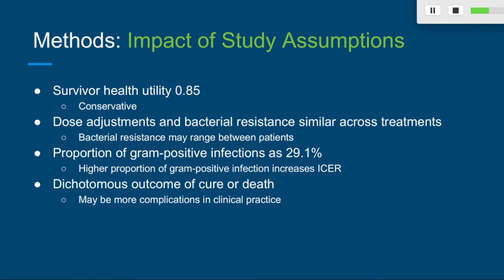In addition, the study assumed that the proportion of gram-positive infections is 29.1%. A higher proportion of gram-positive pathogens is likely to make ceftolozane less cost-effective and increase the ICER, as the drug acquisition cost of ceftolozane is higher than that for pip/tazo.